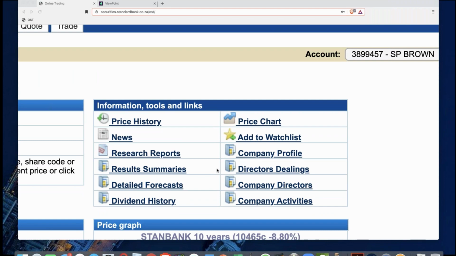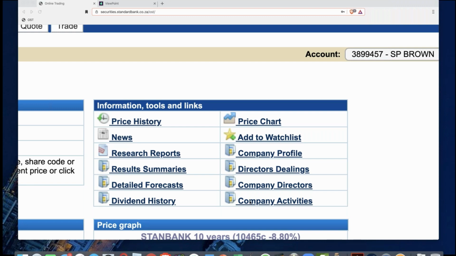Now, I'm going to tell you the ones which I'm not going to delve into. Let's quickly run through those. Price chart takes you to a Java price chart, where you can look at the prices of this particular stock, being Standard Bank. You can do some technical analysis, save it, and add the share to a watch list. I'll do a separate webcast on watch lists.